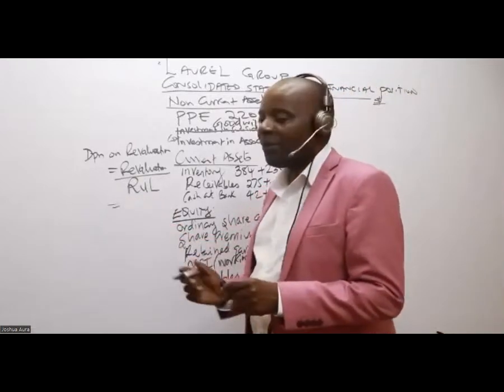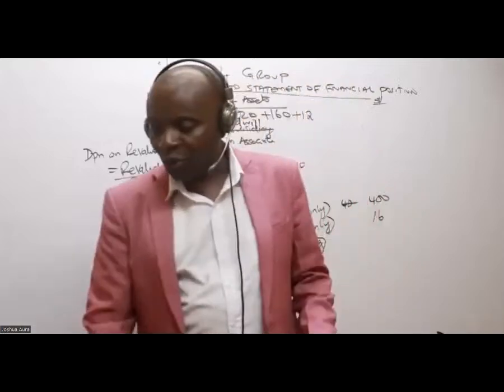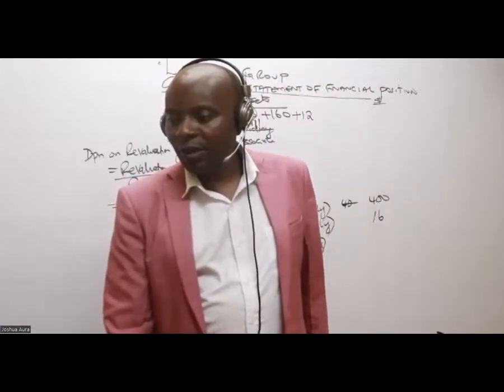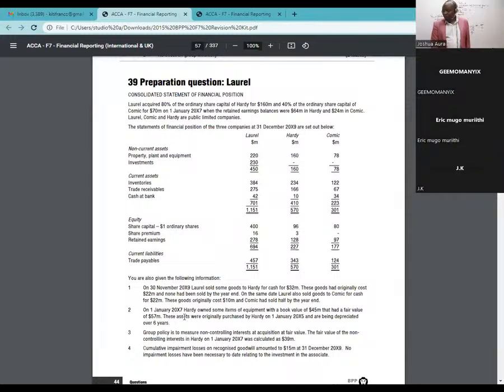So revaluation, ladies and gentlemen, what do we have for revaluation? You have given me 12. And what is the remaining useful life? Let's read this together. On 1st January 2017, Hardy owned some item of equipment with a book value of 45 million that had a fair value of 57 million. These assets were originally purchased by Hardy on 1st January 2015 and are being depreciated over 6 years.